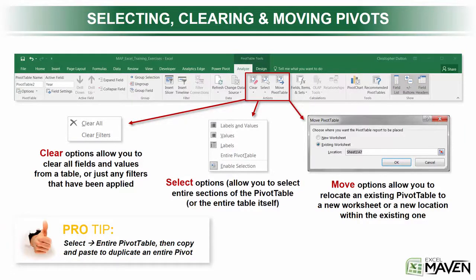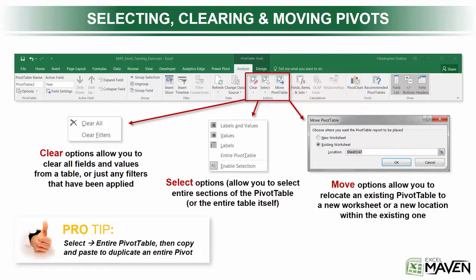Let's talk about some of the simplest pivot table tools: selecting, clearing, moving, and copying pivots. You can find these options in the Analyze tab under your pivot table tools. You can clear, select, and move. Starting with your clear options, you have two choices here.